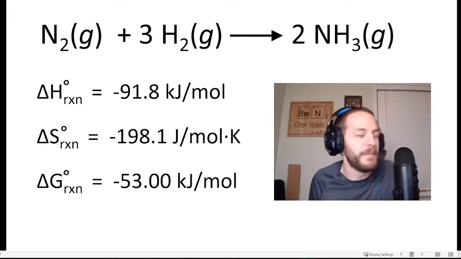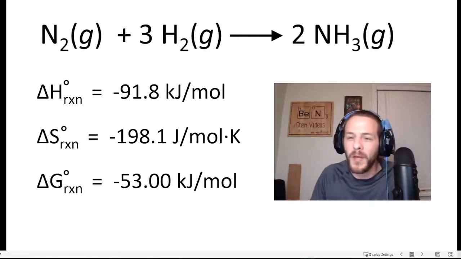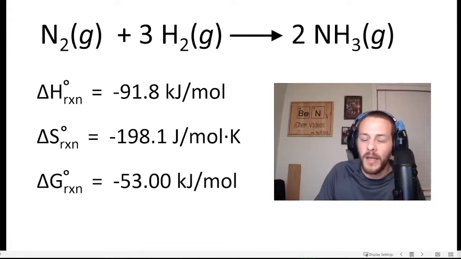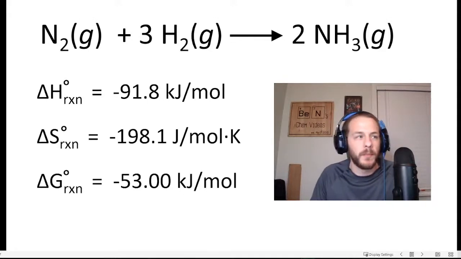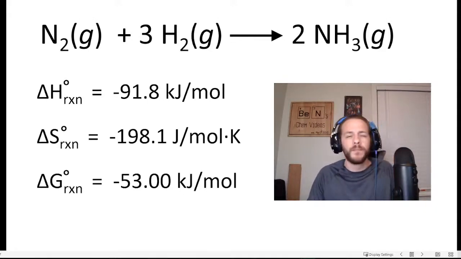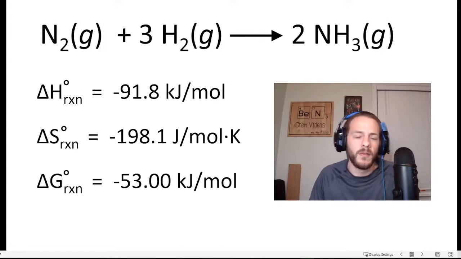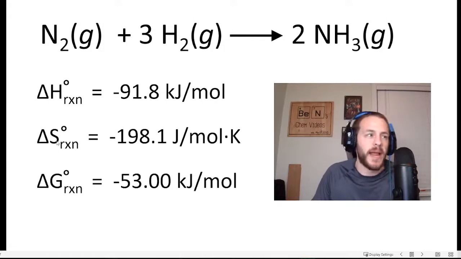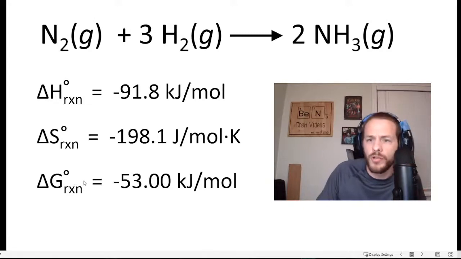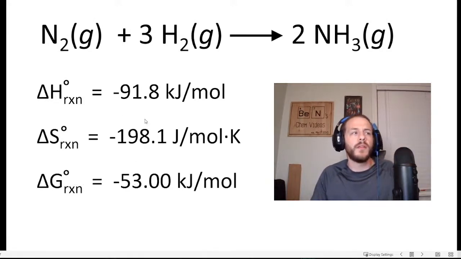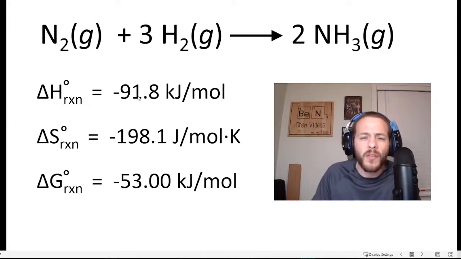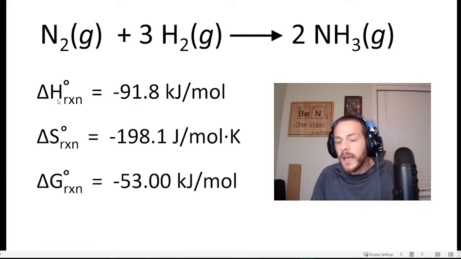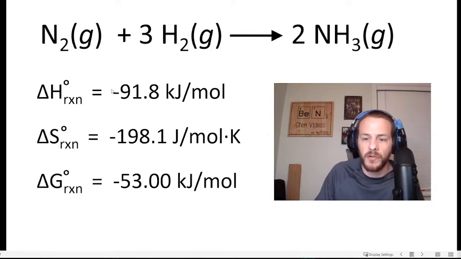Anyway, this is the formation of ammonia from nitrogen and hydrogen. This is the balanced chemical equation for it. The values of the standard enthalpy of reaction, the standard entropy change for the reaction, and the standard free energy change for this reaction are all shown here. Notice that the reaction is exothermic. It has a negative value of delta H under standard conditions.